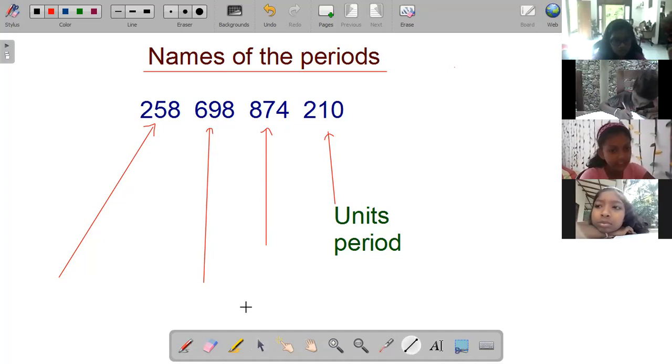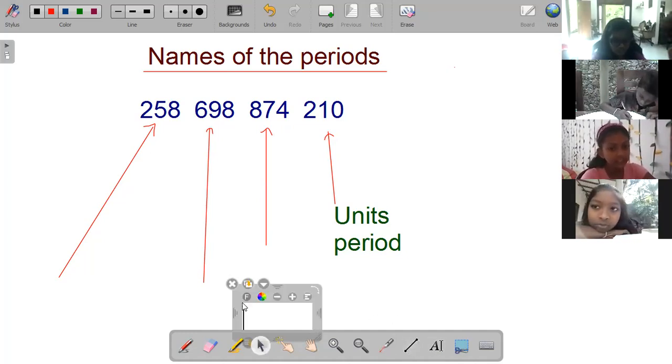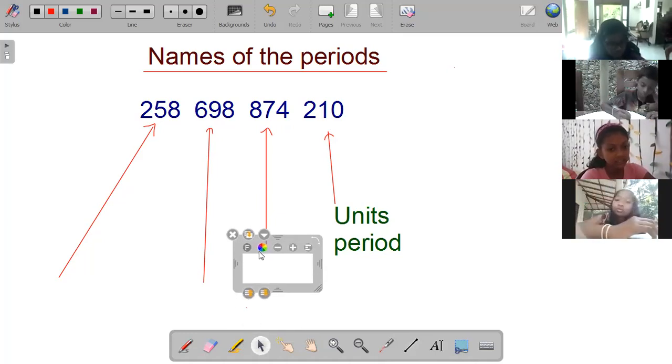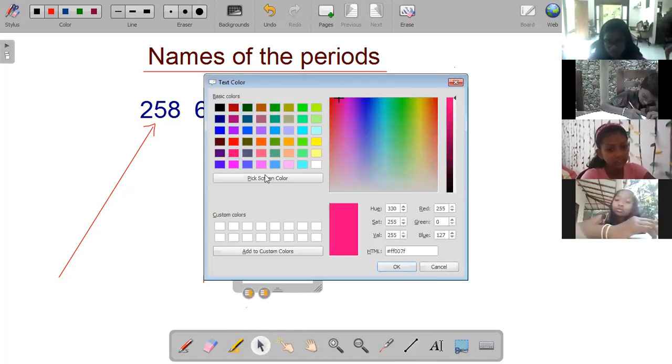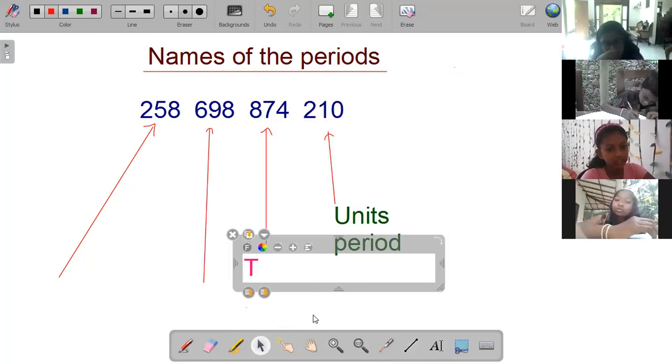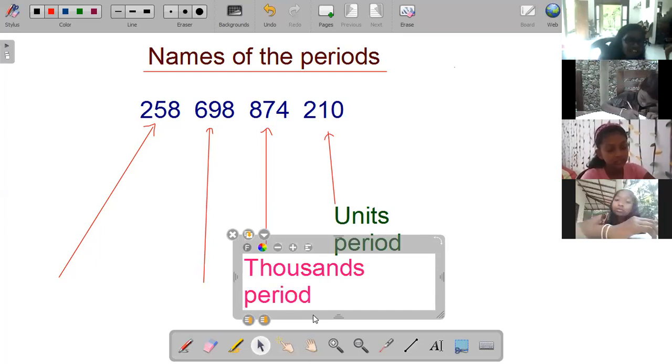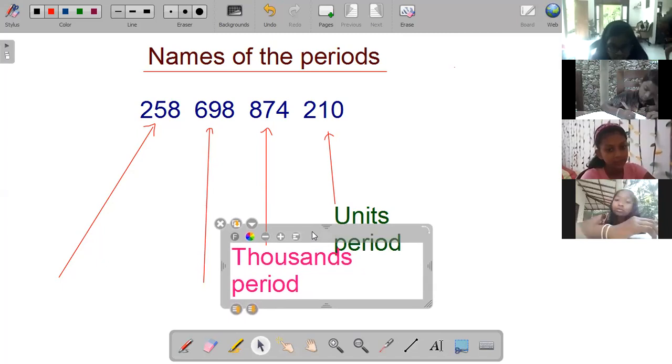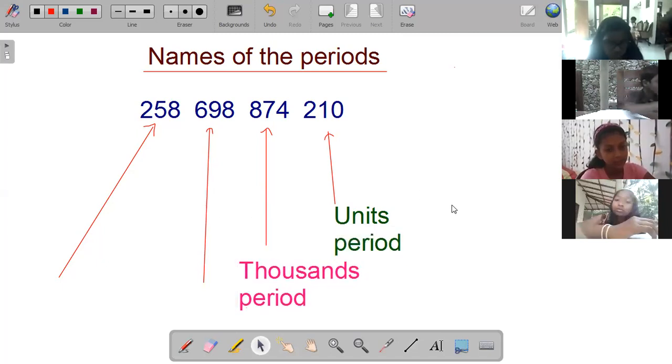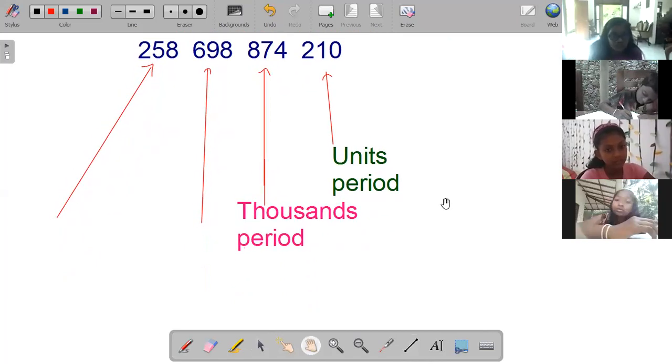Thousands period. Okay, this one is known as thousands period. Right, it is thousands period. Okay, then the period before the thousands period is known as, do you know, millions period, right? Millions period.